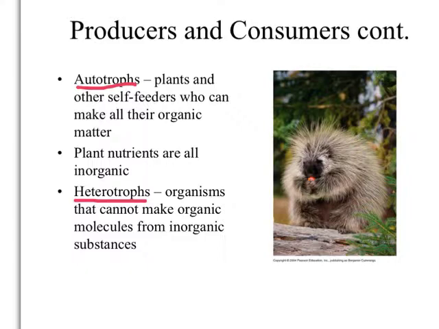Now, heterotrophs, or consumers, are organisms that cannot make their own organic molecules from the sun. They have to get their organic and inorganic substances from eating other organisms. So that's what we call a consumer or a heterotroph. So in the picture on the right, we've got a porcupine that is a consumer because he has to get his energy from the berries and plants around, which are autotrophs or producers.